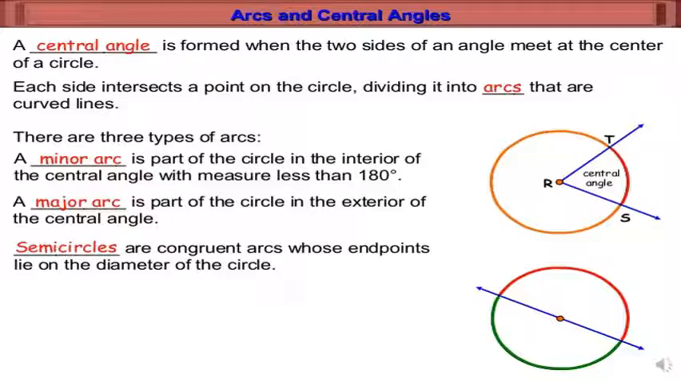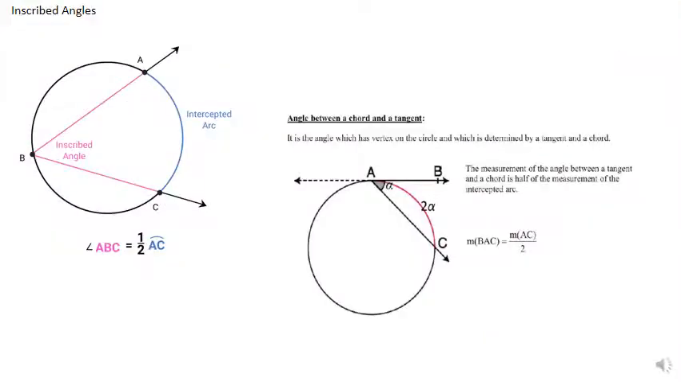So a central angle is formed when the two sides of an angle meet at the center of a circle, and each side intersects a point on the circle, dividing it into arcs. And there are 3 types of arcs: minor arc, major arc, and semicircle. As we said, an inscribed angle has its vertex on the circle, and it's equal half the facing arc.